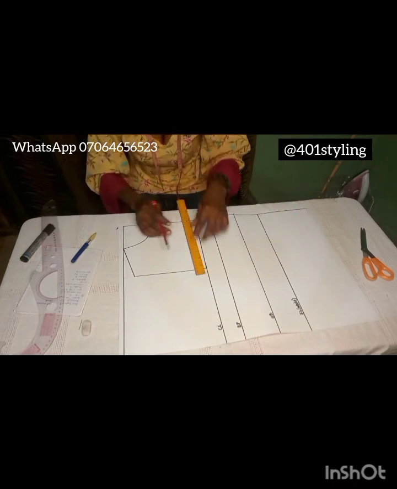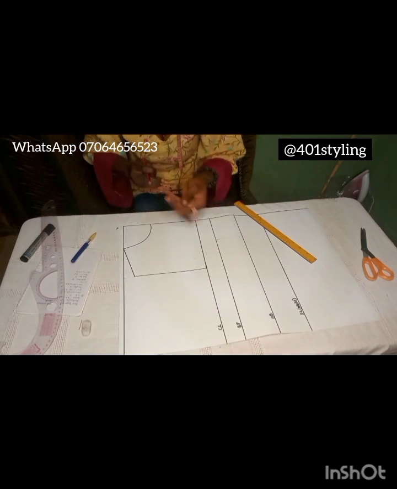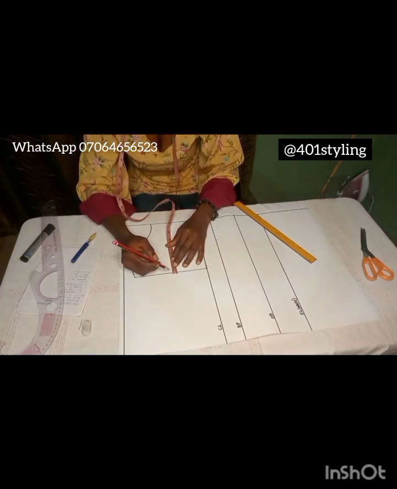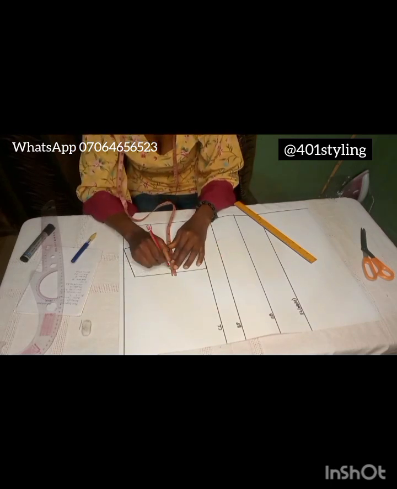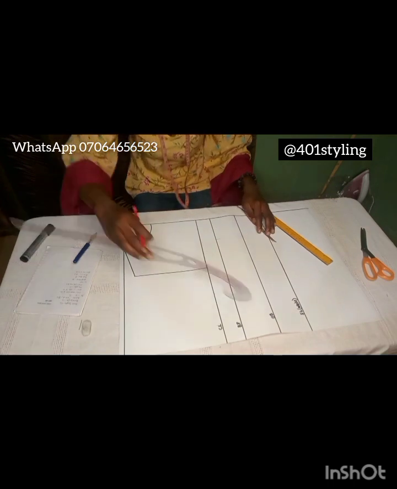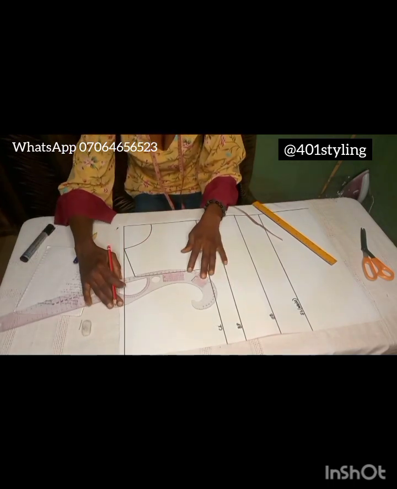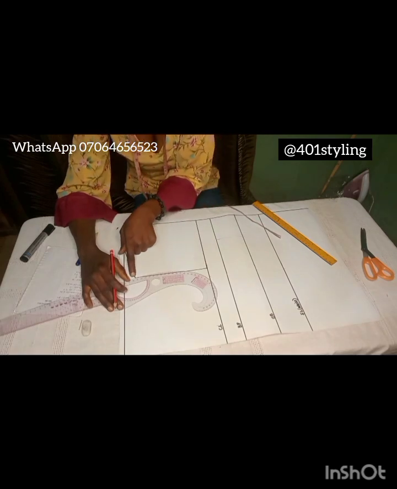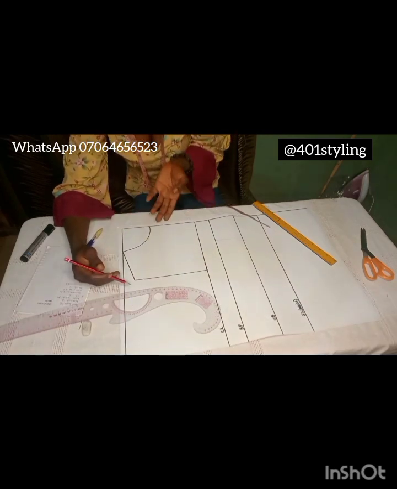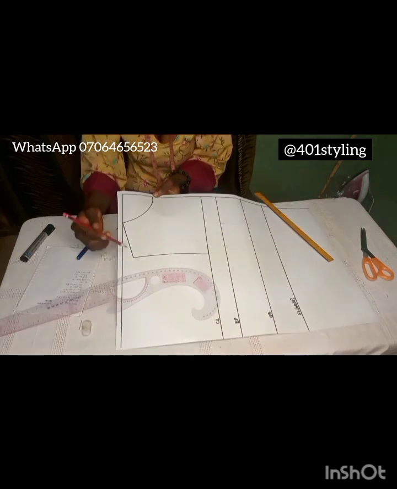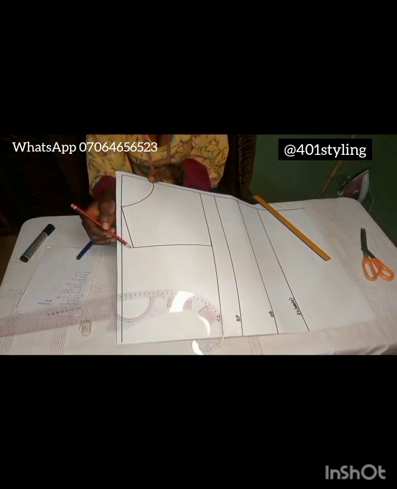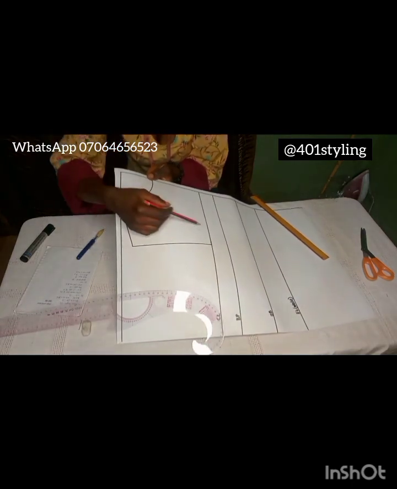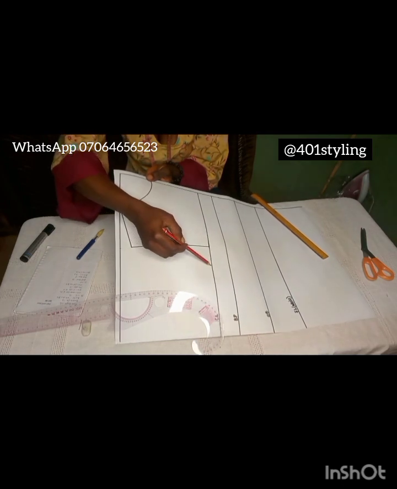Okay, come in by 0.5, sorry, come in by 0.5, then you connect with your curve row. Make sure that when you are connecting, you're connecting from this edge, from this point, from this shoulder slope point to the 0.5, then down to this place.